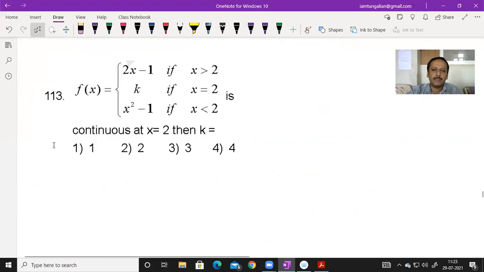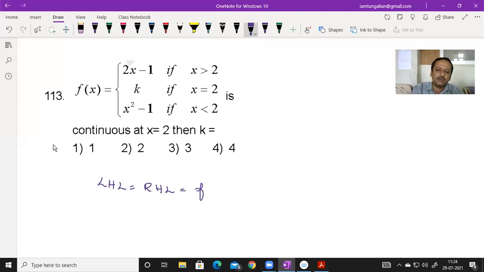Then, look at this function. f of x equal to 2x minus 1 if x greater than 2, and k if x equal to 2, then x square minus 1 if x less than 2. It is continuous at x equal to 2, then k is. This function is continuous at x equal to 2 means left hand limit must be equal to right hand limit is equal to functional value, that is f of 2. Then we can get the value of k.